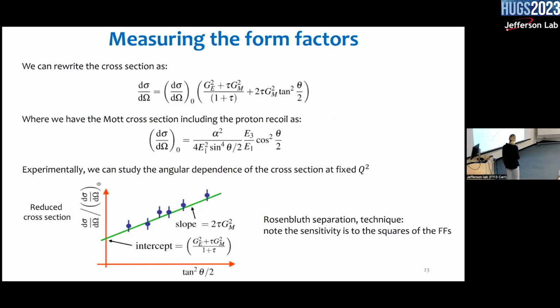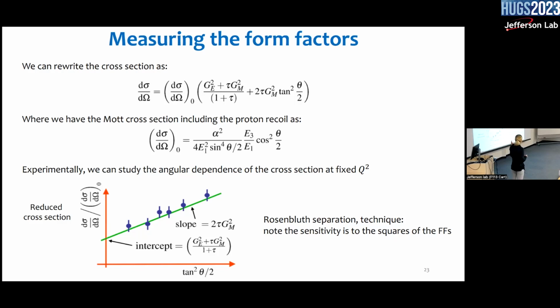Okay, so if we rewrite the cross section as shown up here, and simplify everything, we have GE squared and GM squared. We have this tau. And we have this factor out in front, which includes the Mott cross section and the proton recoil.